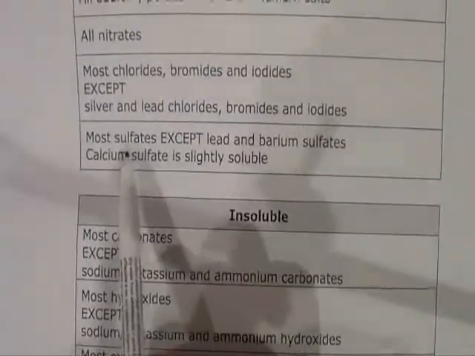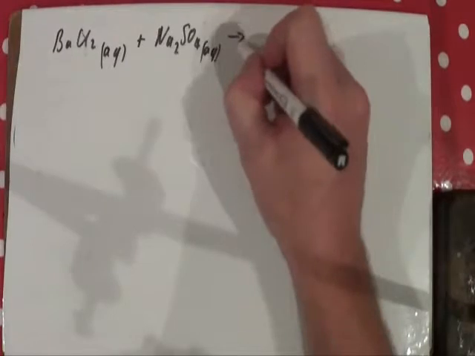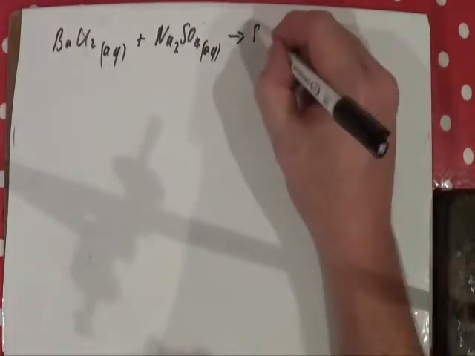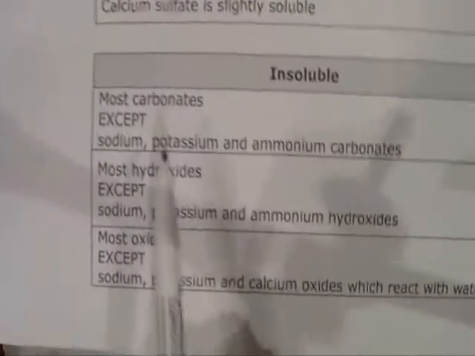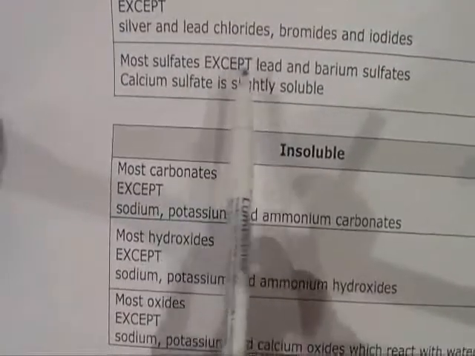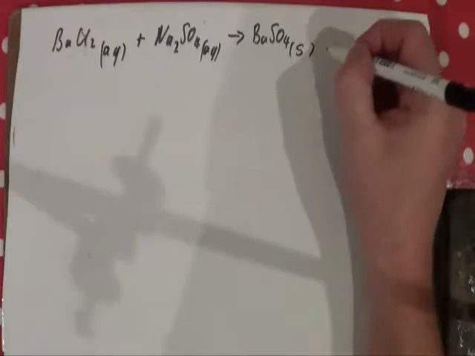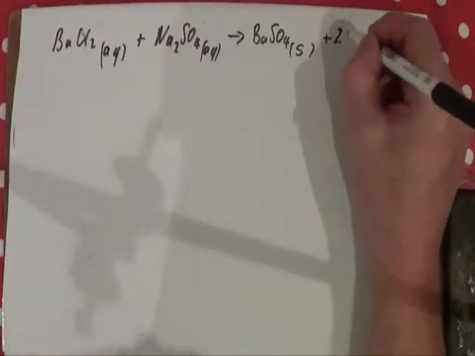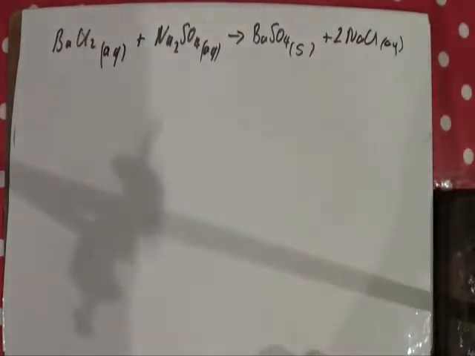Is sodium sulfate soluble? Well, again, let's have a look. It tells me that most sulfates are soluble except lead and barium sulfate. Well, it's not lead or barium sulfate, so my state symbol is aqueous. And that will give me barium sulfate. Barium sulfate, let's have a look. Most sulfates except lead and barium are soluble. Well, barium sulfate is my product. It's not soluble. So therefore, state symbol, solid. Plus sodium chloride. Sodium chloride is common table salt, and it is of course soluble.